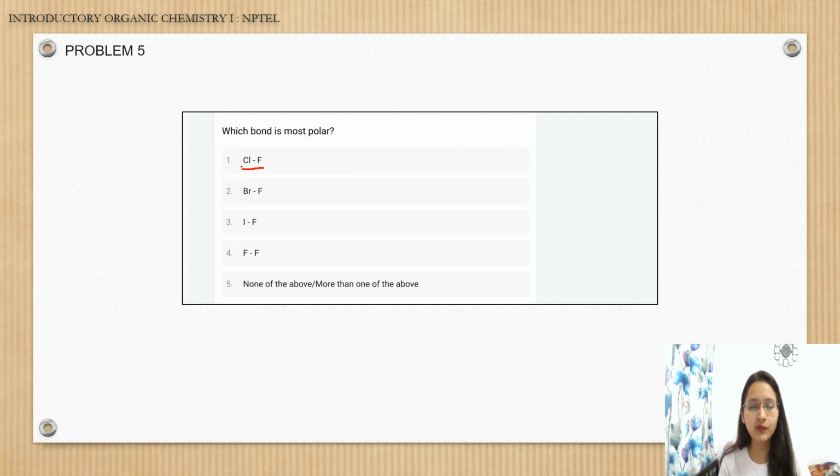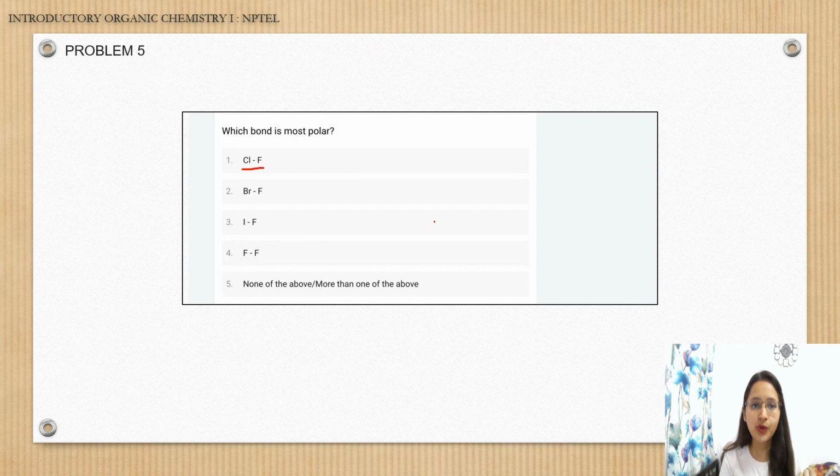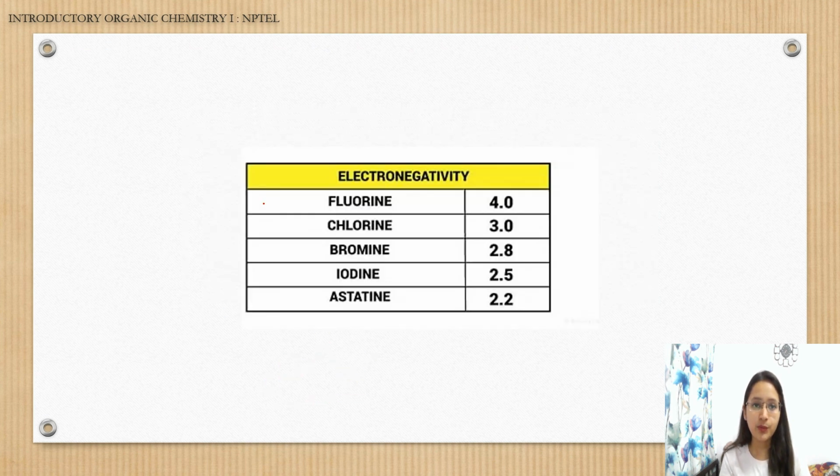So here, if we think about the Cl and F bond, although we know that fluorine is more electronegative than chlorine, the electronegativity difference between chlorine and fluorine is not that high. Fluorine is just more electronegative than chlorine, so it is not as much higher. Here you can see the electronegativity numbers: fluorine is 4, but chlorine is 3. So the bond is not very polar because of the small electronegativity difference.